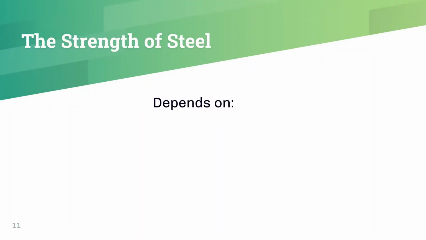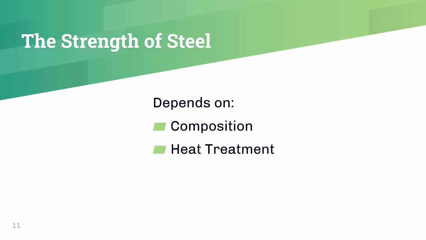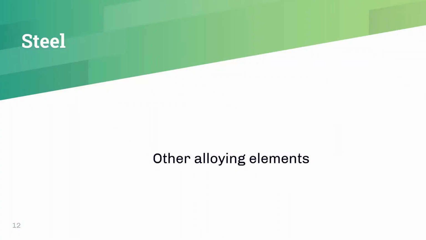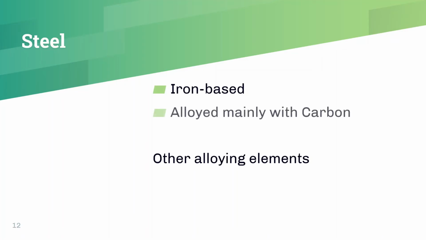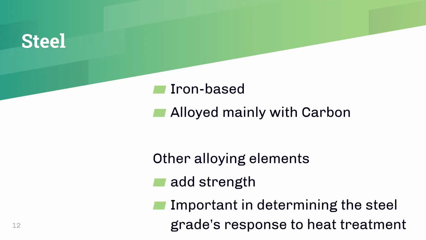The strength of steel depends on composition and then the heat treatment. Steel, iron base, alloyed mainly with carbon. So ang usually na ginagamit sa construction is yung bakal na iron base at below 0.3% carbon content. The other alloying elements can add strength and are important in determining the steel grade's response to heat treatment.